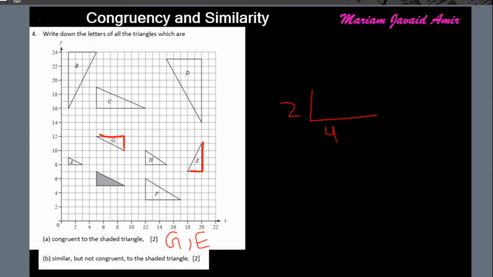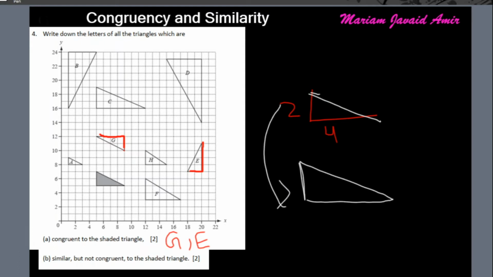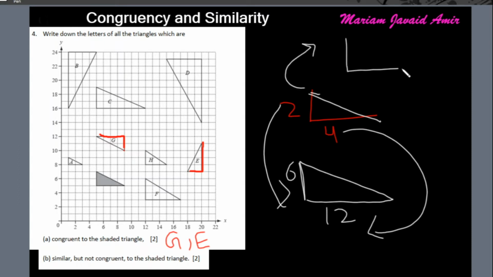Part B is similar but not congruent. Now what are similar triangles? Let's suppose a similar triangle to this triangle: if I'm multiplying this by 3, this will become 6, then this should also get multiplied by 3 and become 12. Similarly, if I'm multiplying one side by half, this becomes 1, then I need to multiply this by half as well, and this should become 2.